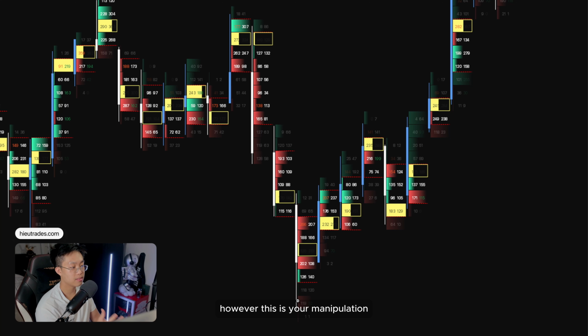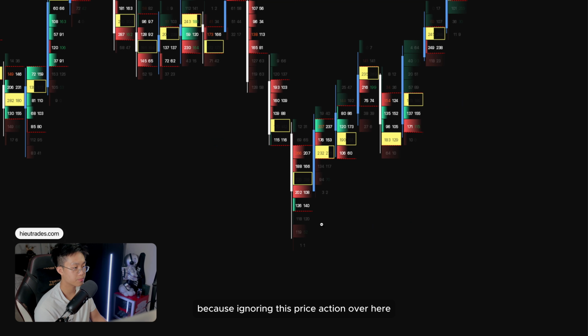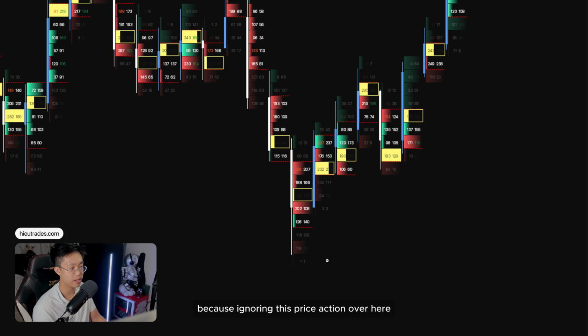However, this is your manipulation because, ignoring this price action over here, if you focus on just this candle alone, you can see that we have a large negative delta over here, large negative delta over here. But the body of the candle wasn't able to sustain a bearish candle closure past the negative delta, right? So that means they were unable to follow through. So that is your first sign of an absorption. Obviously, this would be higher probability if the candle closed bullish, but here you are getting early signs that this is possibly going to be a manipulation.